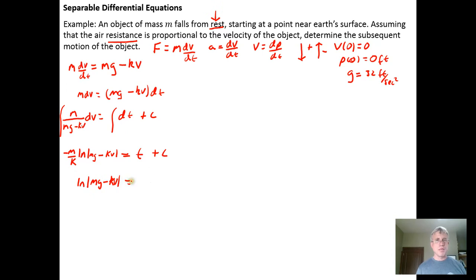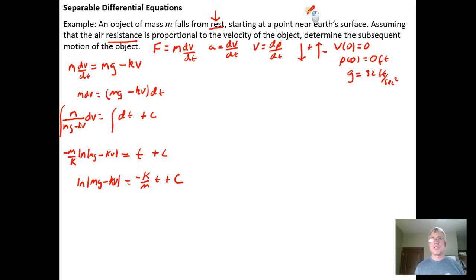left-hand side equaling minus k over m times t plus, so I'm multiplying by this reciprocal, by the reciprocal of this, negative k over m, and then I would get negative k over m, which is just a constant, times c, and a constant times a constant is just going to be a constant, so I can replace that with a c. And now I need to solve this for the velocity function.